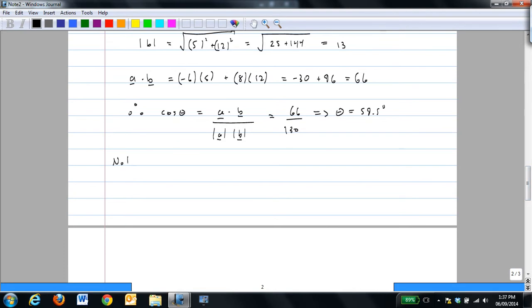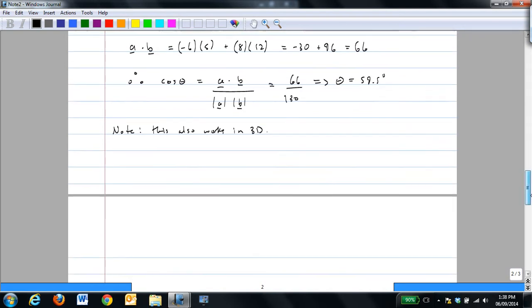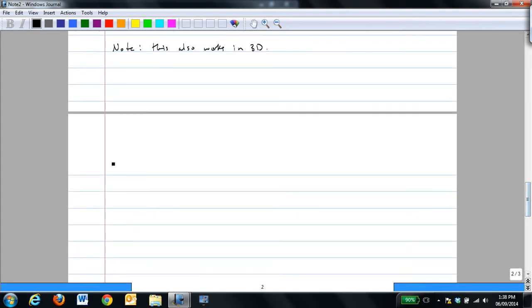Note here, this also works in 3D. Actually it works in n-dimensional space, but 3D is enough for this class. Okay, so now that we've covered the dot product, I'm going to move on to the cross product.